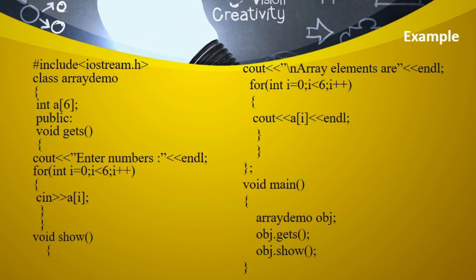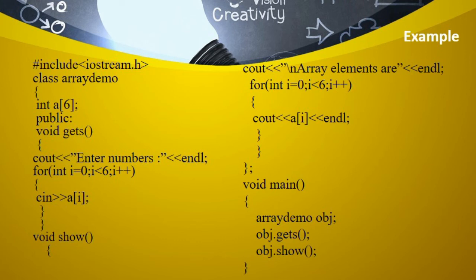Now the i value is incremented by 1. So 1 less than 6, the condition is true. Again it enters the block and receives the second input from the user, and it is stored as a[1], equal to the input received from the user. And again the i value gets incremented and the condition is checked.